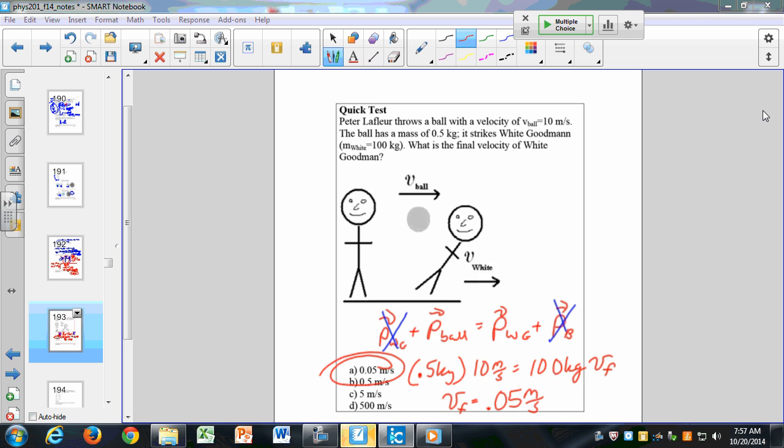In fact, if you ever played dodgeball and you get hit, right, you don't go flying back, unless you're like against Peter LaFleur. He's like super dodgeball player.